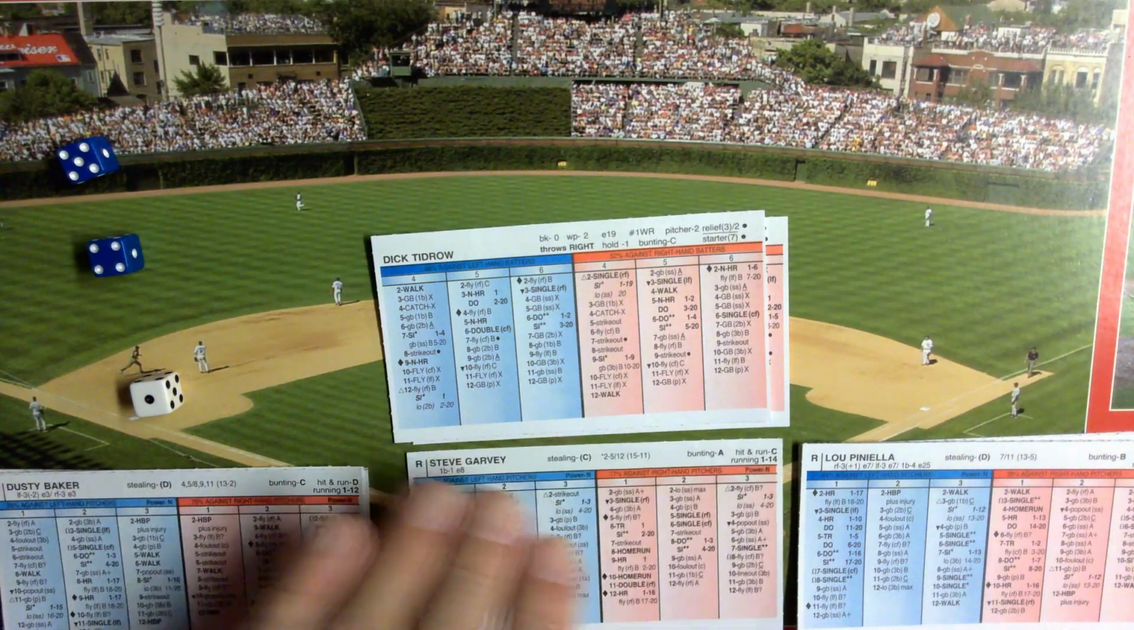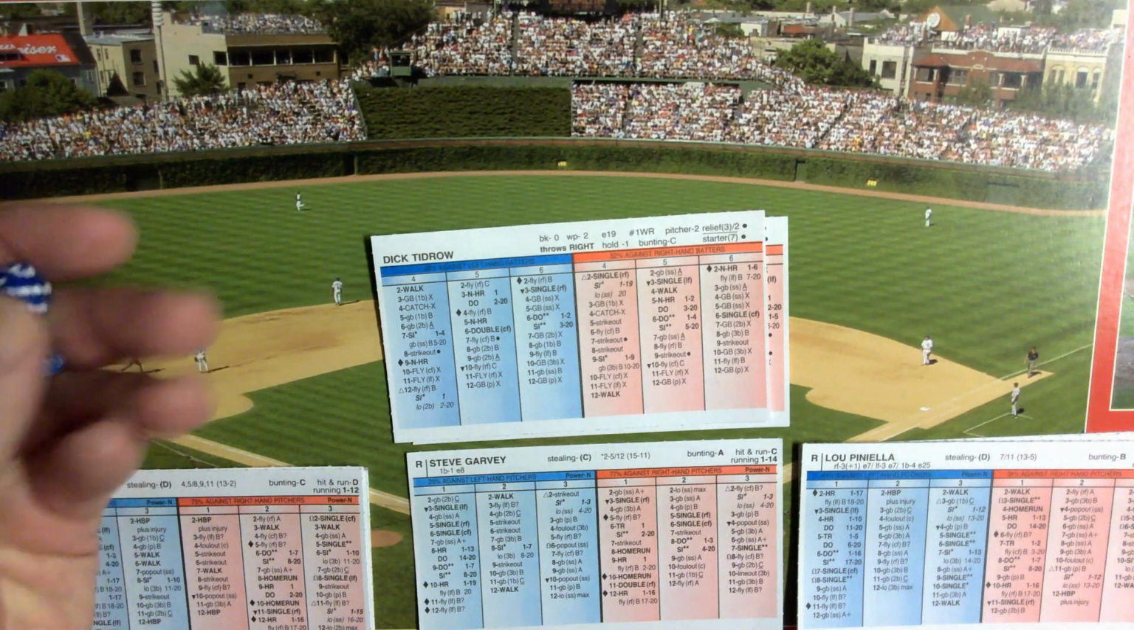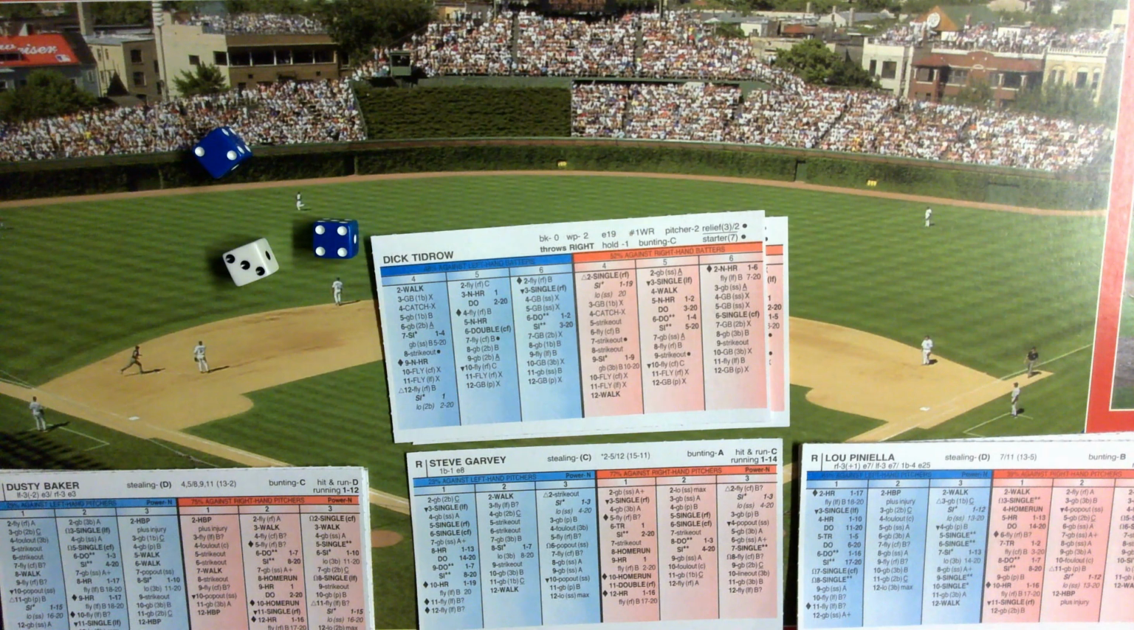So Tidrow, his first batter he faces is Steve Garvey, Mr. Home Run. Garvey hit his 6th home run of the series in the 3rd inning. That's a 3 and a 6 against a right-handed pitcher. That's a ground ball shortstop A. So Garvey is out 6-3.